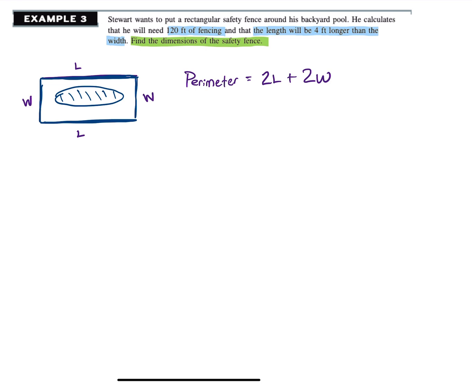And he says he'll need 120 feet of fencing, so that is our perimeter. The total amount of fencing. So 120 feet. And it says the length is 4 feet longer than the width. Well, let's turn that into a little equation. It says the length is 4 feet longer than the width. So we can describe the length as the width plus 4 feet.